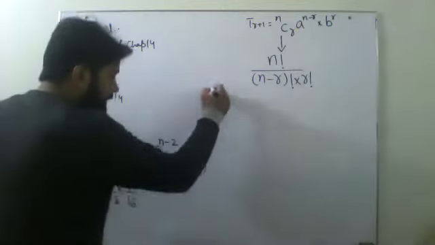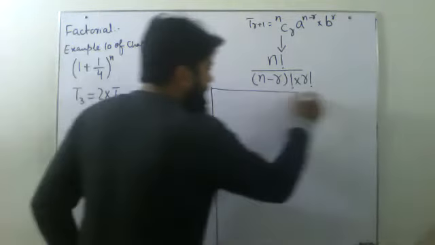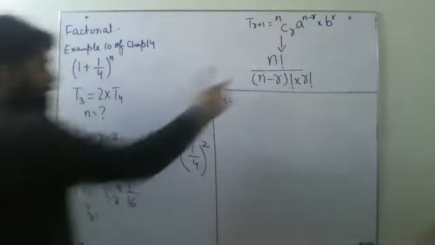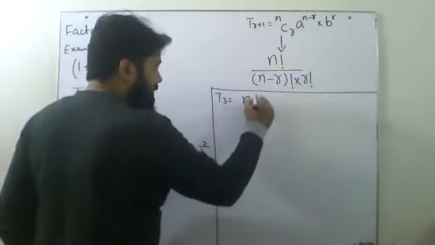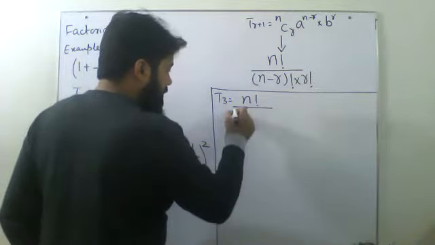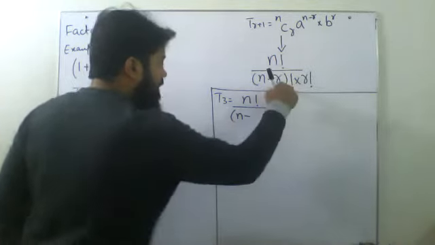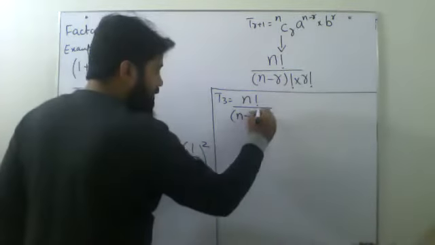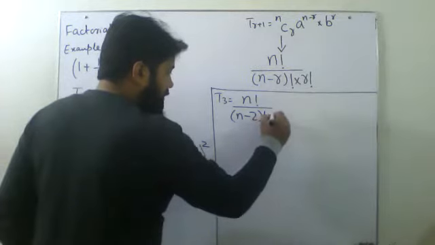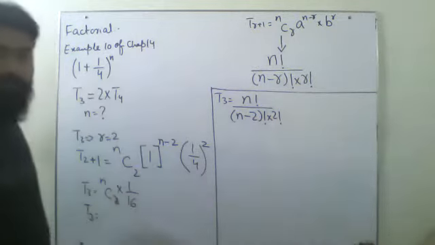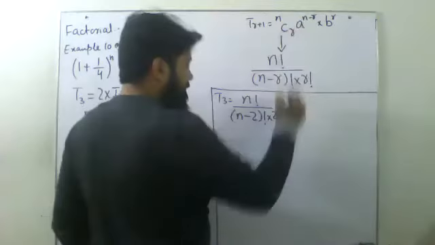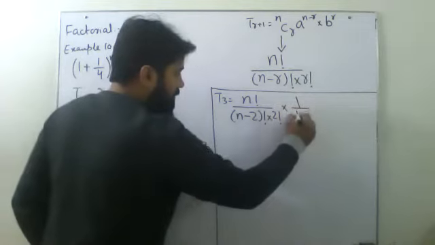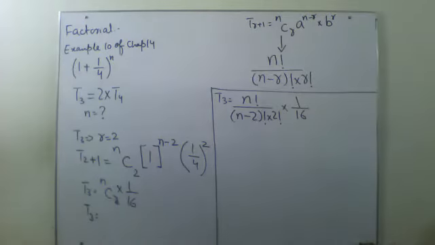Okay, I am writing it over here, so I could have more space. T3 equals n. The value of n is not given. So n factorial over n minus, what's the value of r? The value of r is 2. So 2 factorial into 2 factorial. Then 1 over 16. Okay?